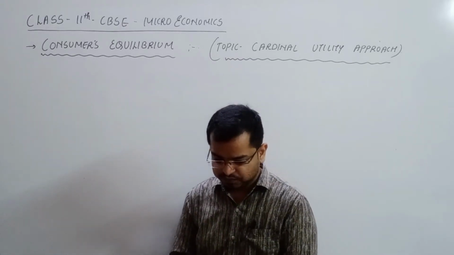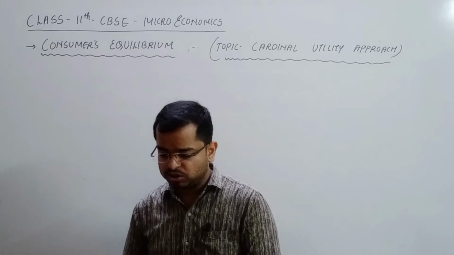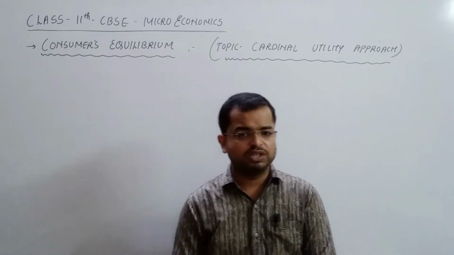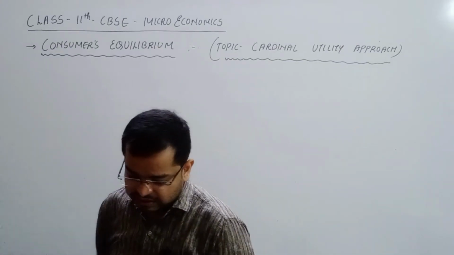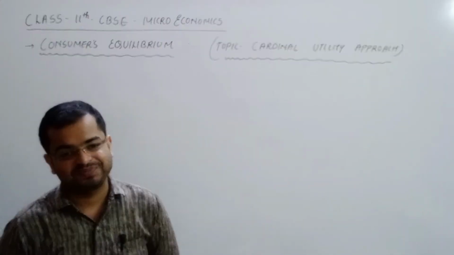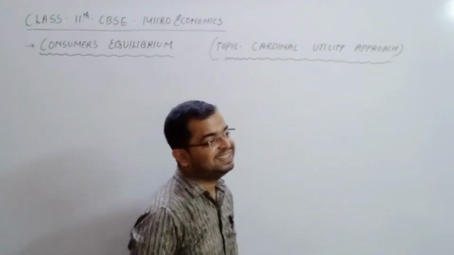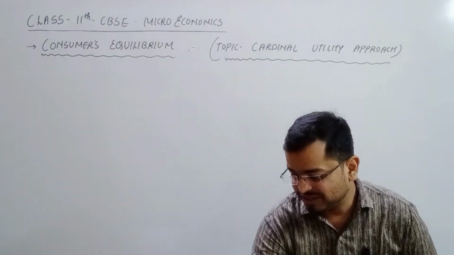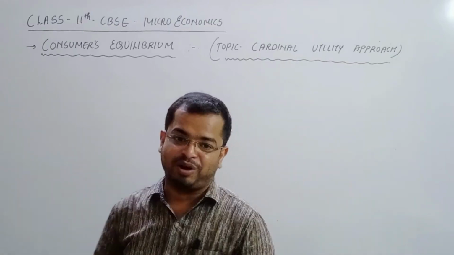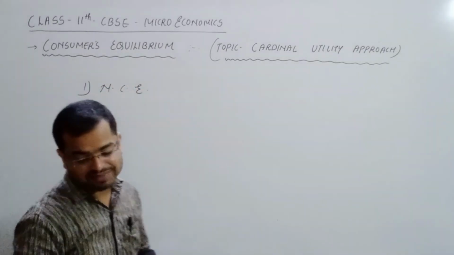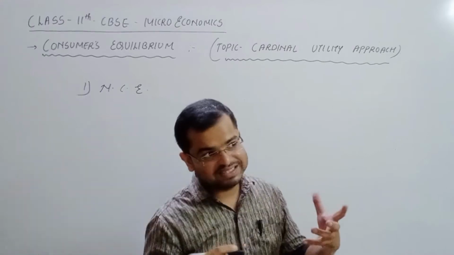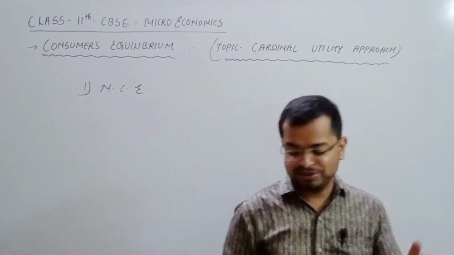Now the next question is how to measure utility. Yes, definitely this is the biggest question. For this there are two schools of thought. For knowing the calculation of utility, there are two schools of thought. The first is given by the neoclassical economists. The first one is called the cardinal utility approach.